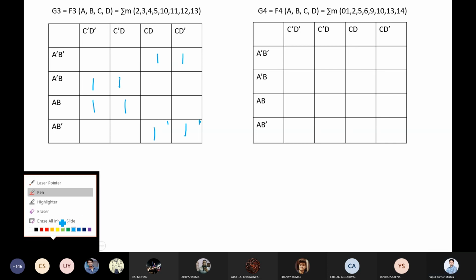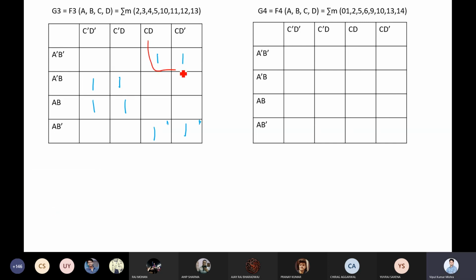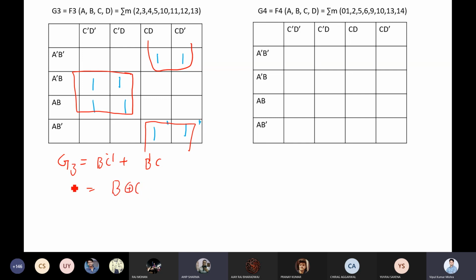Now, what will be the combination? So you can make one quad here and you can make one quad here. So what will be the function for G3? So C dash B plus B dash C. What is this function? It is A XOR B XOR C. So you got G3. Now what about G4?